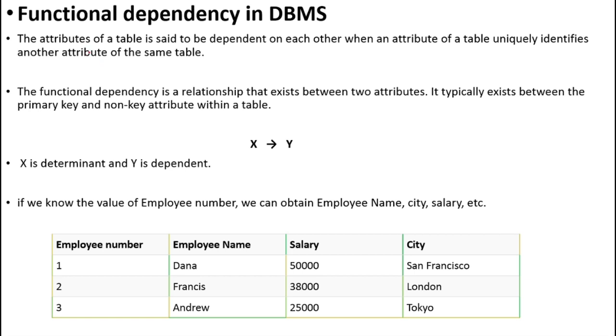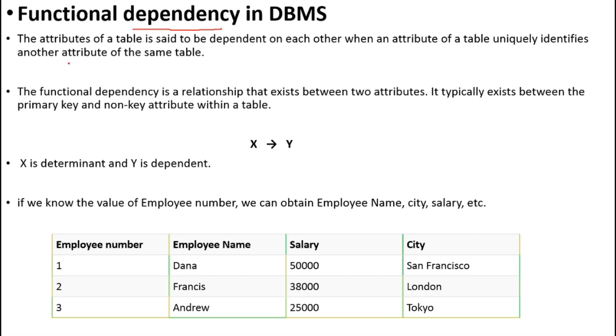functional dependency. The attributes of a table are said to be dependent on each other when an attribute of a table uniquely identifies another attribute of the same table. So here we are talking about dependency and attributes.